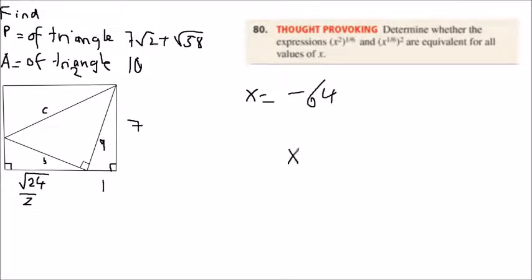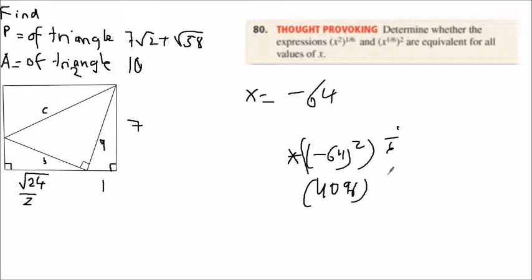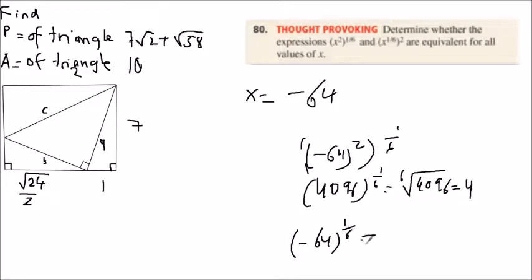We'll put it in this, right? So negative 64 squared to the 1/6. What's negative 64 squared? 4096. And then 4096 to the 1/6 is the 6th root of 4096, which is 4. However, negative 64 to the 1/6 is undefined. You cannot do it. Negative 64 to the 1/6 is not a valid solution. It would be 2i.